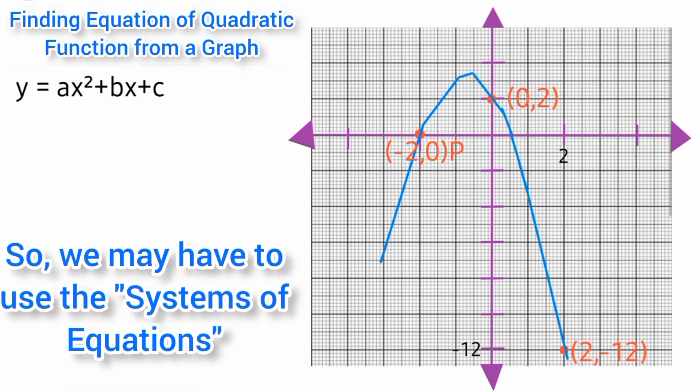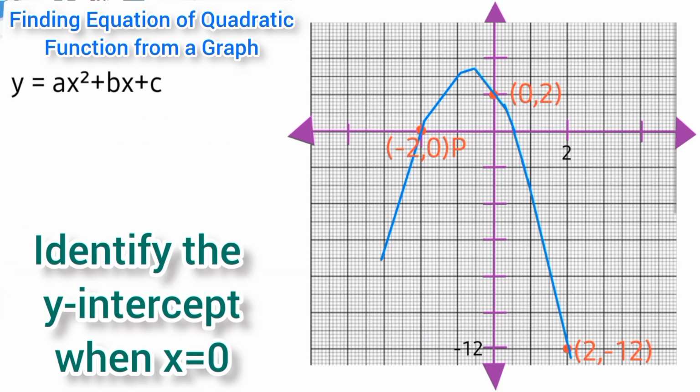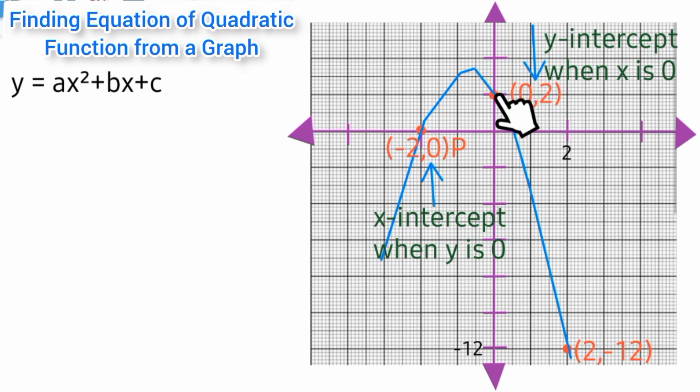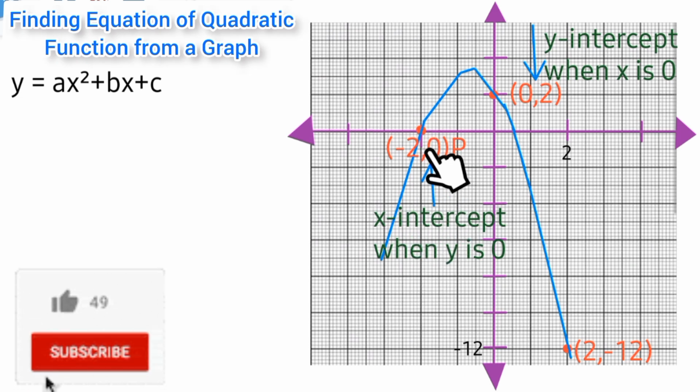We may have to use systems of equations. Here, we may have to identify the y-intercept when x is 0. Also identify the x-intercept when y is 0. 2 is the y-intercept when x is 0, while minus 2 is the x-intercept when y is 0.